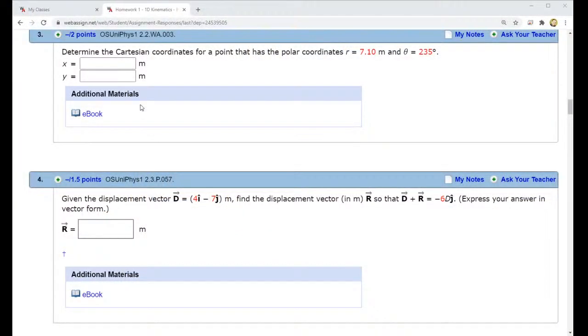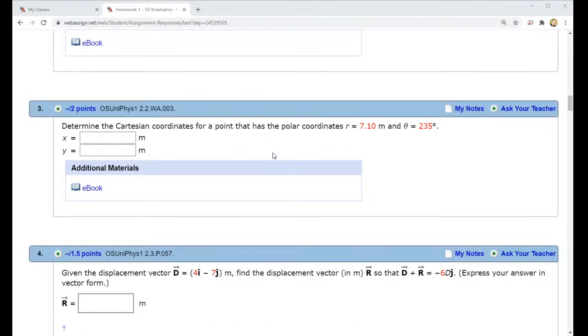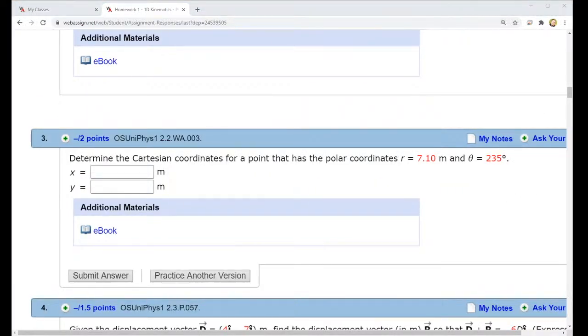So let's take a look here. So here is a problem where you are given the polar coordinates to represent a vector, and in my case it's a displacement vector. It has a magnitude of 7.1 meters at an angle. Let me make this bigger. This might look a little small on your screen. There we go. I think that'll be a little better. Magnitude of 7.1 meters at a direction of 230 degrees.